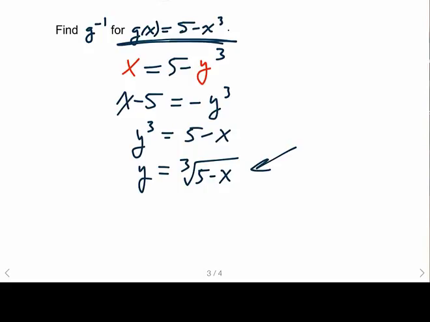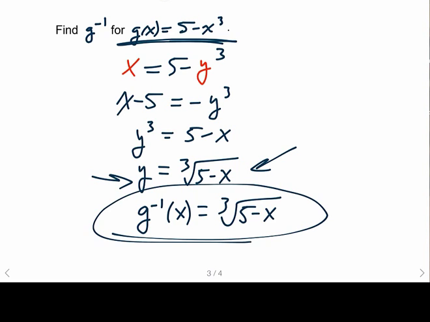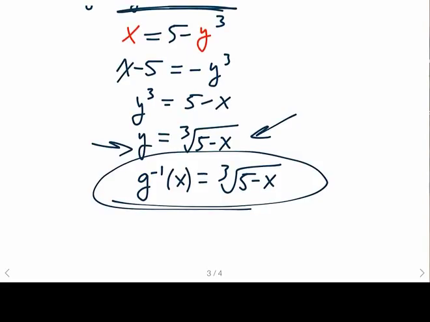This step is the one that I would normally not write. Reason being, I've isolated y. I know I'm looking for the inverse of g. I'd cut to the chase and write down that g inverse of x is equal to the cube root of 5 minus x. It's fine if you write it. It's fine if you don't. So there's the inverse. Now what we're going to do is confirm that what we've actually found is the inverse of g.